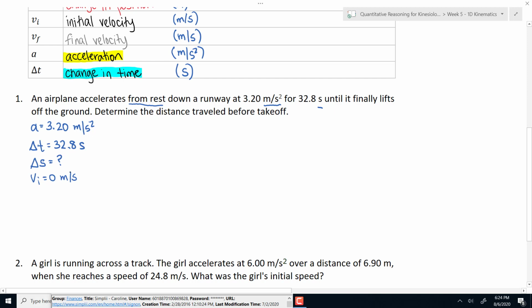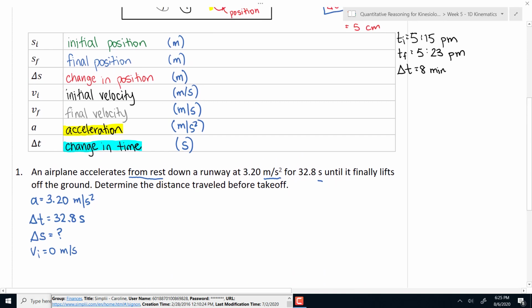Okay, so that's actually something that's really important to keep in mind. Sometimes it seems like you don't have enough information in a question, but there's sometimes terms like "from rest" that give you more information, but it's not so explicit. Okay, so now we have an extra variable.